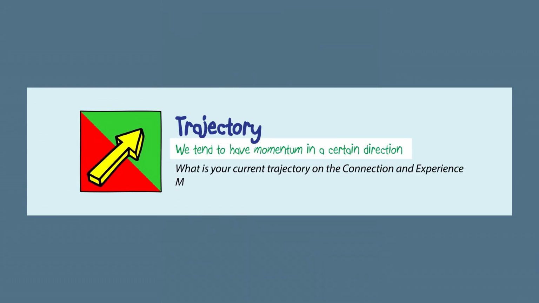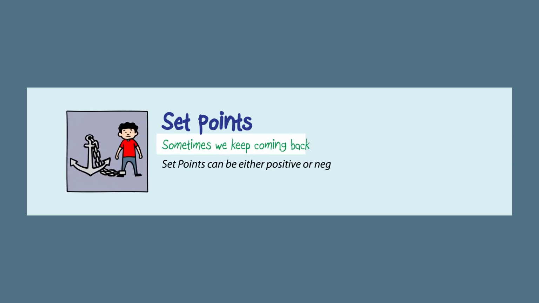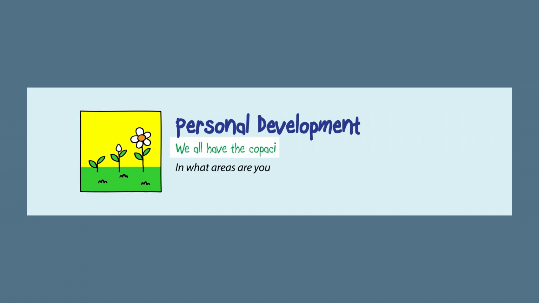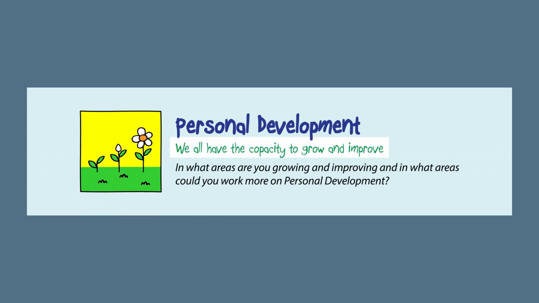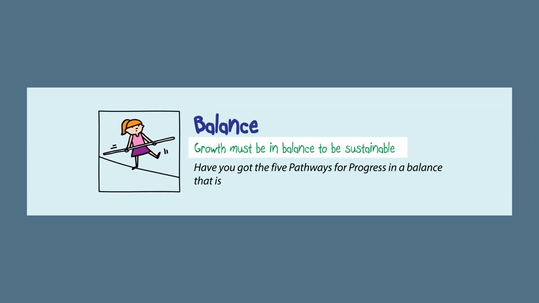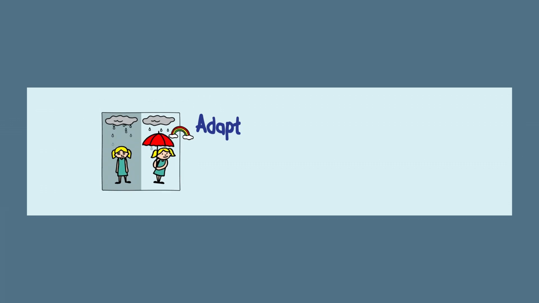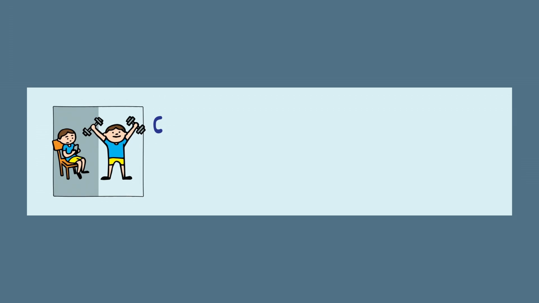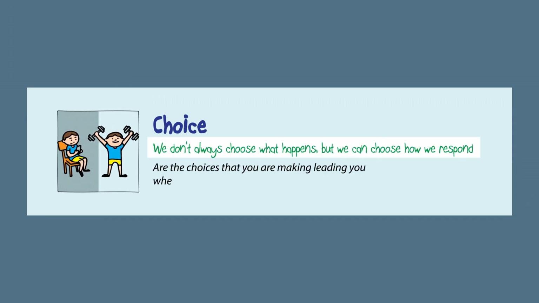Trajectory. We tend to have momentum in a certain direction. Set points. Sometimes we keep coming back to one particular area. Personal development. We all have the capacity to grow and improve. Balance. Growth must be in balance to be sustainable. Adaptation. We need to adapt to changing circumstances. And choice. We don't always choose what happens, but we can choose how we respond.